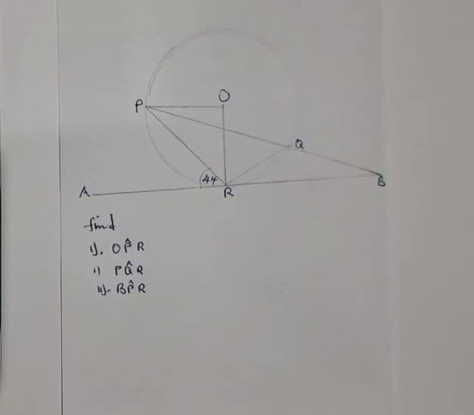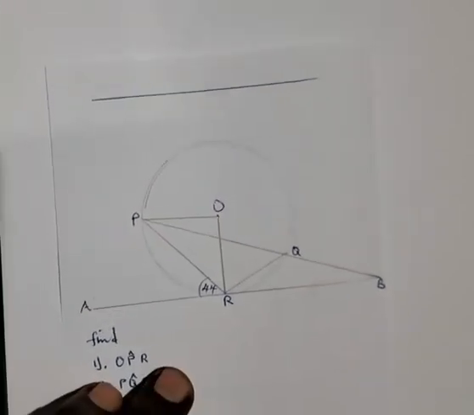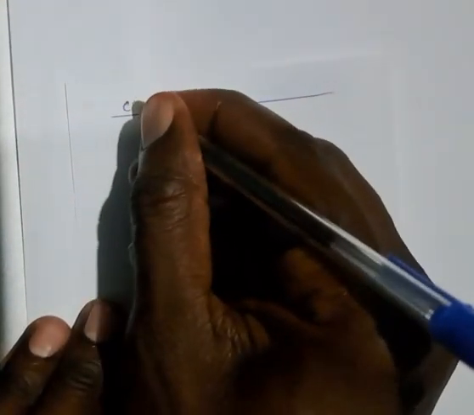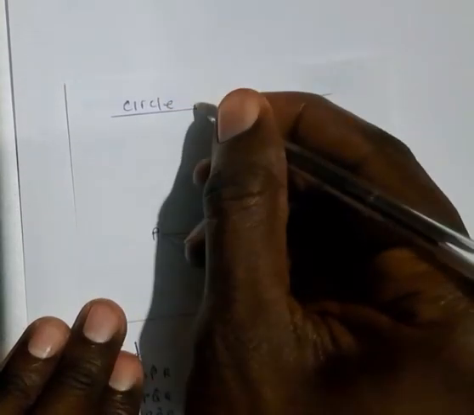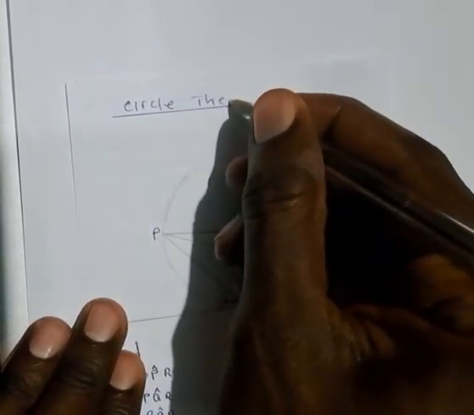Okay, I'll try to be very slow on this one. This one is on the circle theorems. Circle. Let's hope this is the correct spelling. Circle theorems.